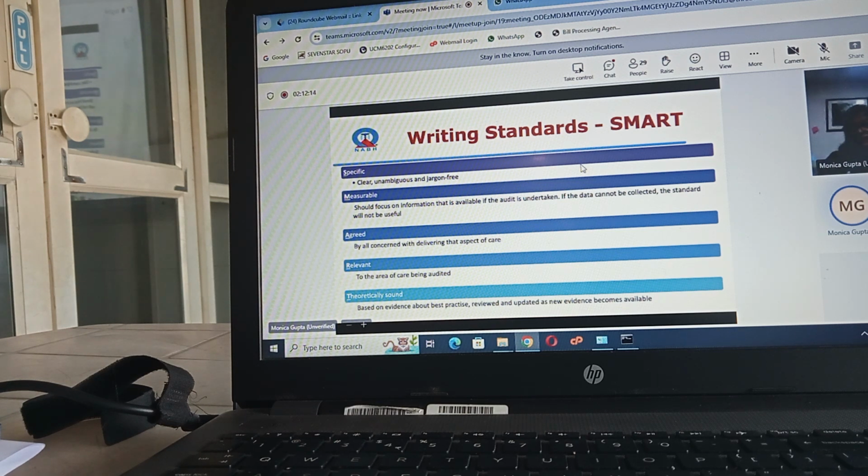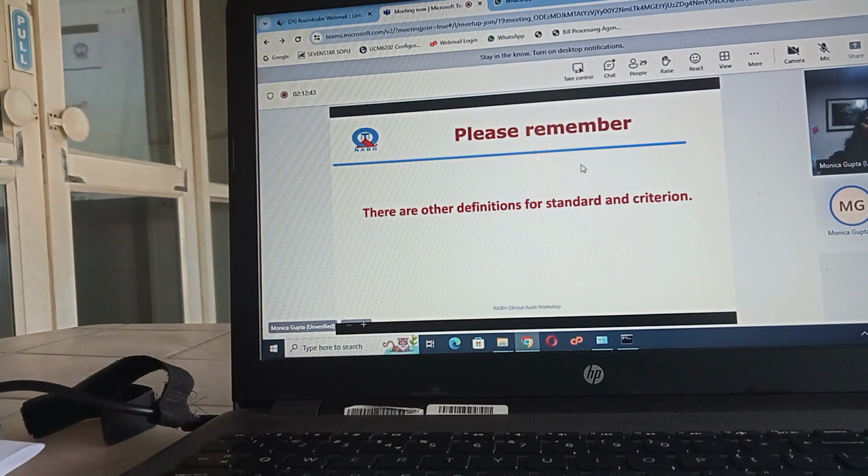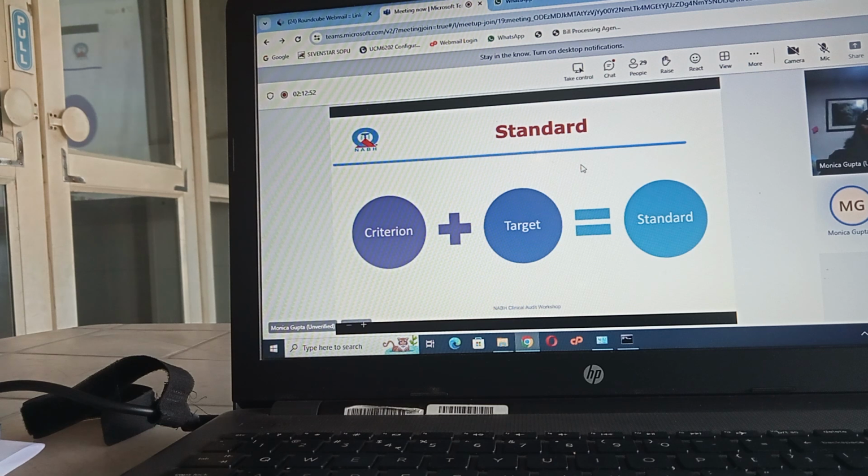Okay, so S is for specific, clear, unambiguous, targeted, then measurable, then agreed upon, and they should be pertinent. No point doing something which is more applicable to the UK or US and doesn't really apply to our area of work in our country, in India. Right? And they have to be based on evidence. They should be theoretically sound. Should get updated as and when new evidence becomes available. Please remember that there are other definitions for standard and criteria, but what we are following is essentially the NICE guidelines, the UK guidelines.